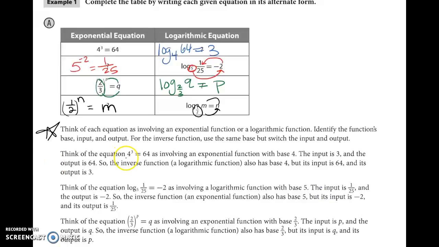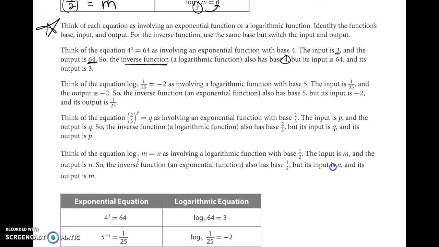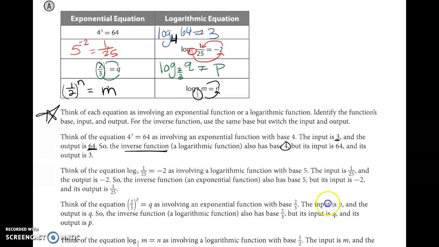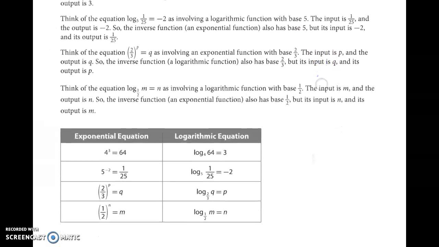So think of the equation 4 to the power of 3 equals 64 as involving an exponential function with base 4. The input was 3 and the output was 64. So the inverse function for the logarithmic has base 4 still, log base 4, and the input is 64 and its output is 3. So that's what I just explained using this chart here. Here are the answers to our chart. Let's double check that we did them correct. Good.